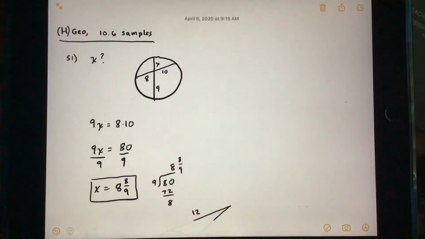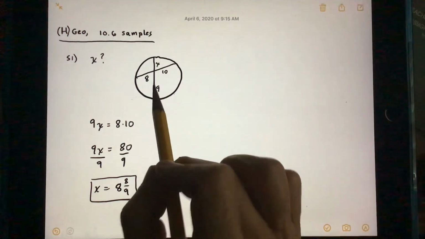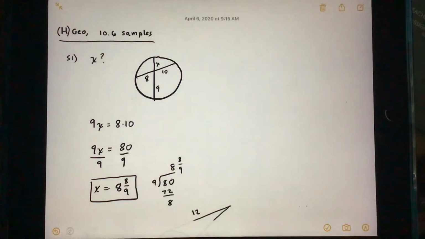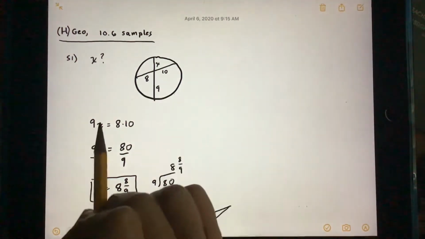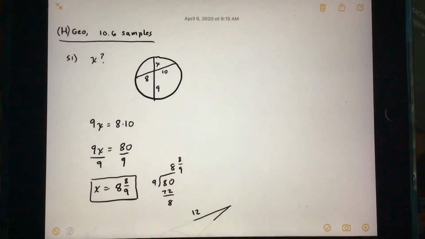The relationship between those two chords and their segment lengths is the product of the two segment lengths is equal to the product of the other two segment lengths on those chords. So we can say that 9 times x, right here, is equal to 8 times 10. And then we're going to solve that equation for x. We will divide both sides by 9, and we're going to show our work over here.